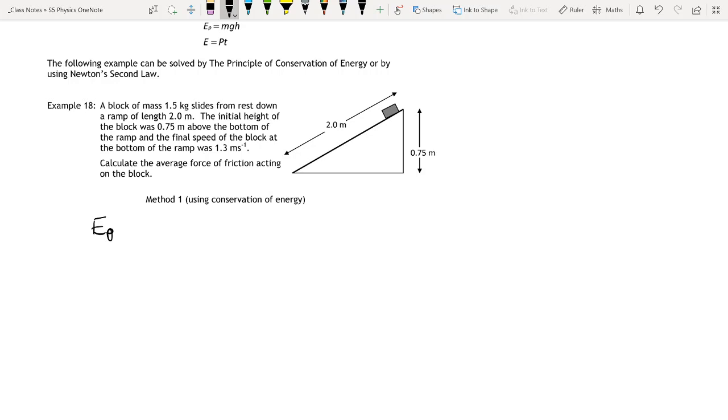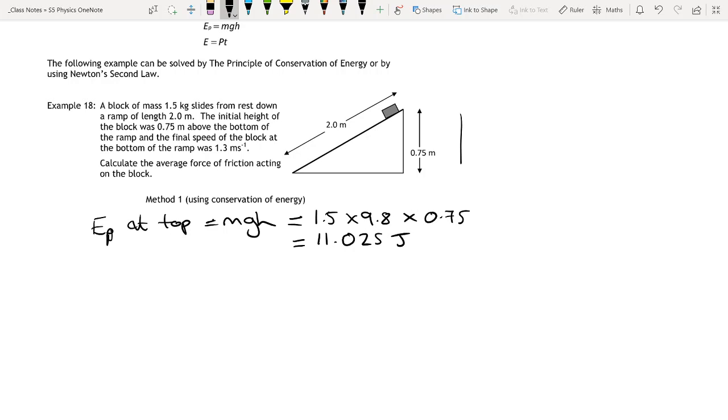Okay, so first of all, the potential energy at the top is mgh. So mass times gravitational field strength times the height. Remember, the height is the vertical height, so it's times 0.75, which comes to 11.025 joules. I wouldn't round it just yet because you're going to be using it further on in the question.